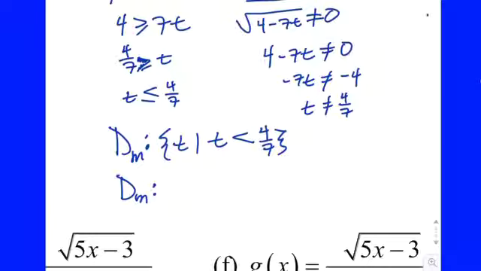Upper bound, because it's got to be less than. So then it's going to be negative infinity to 4/7 with a wimpy parenthesis. There you go. All right, sweet.